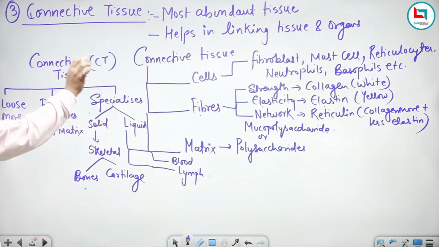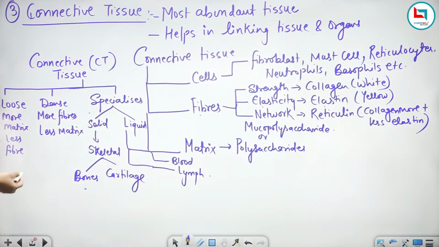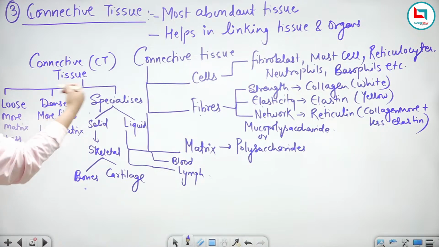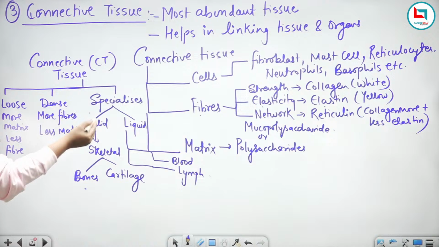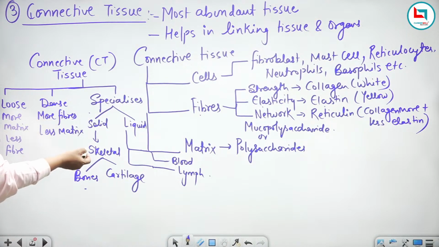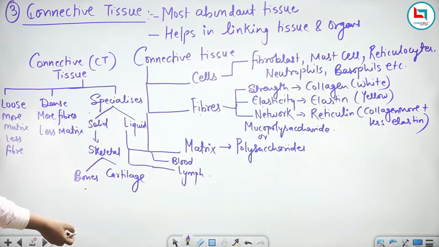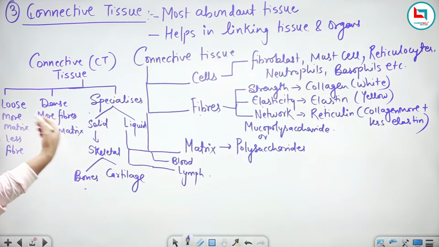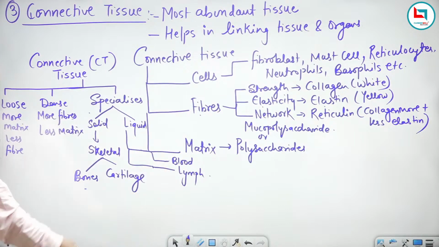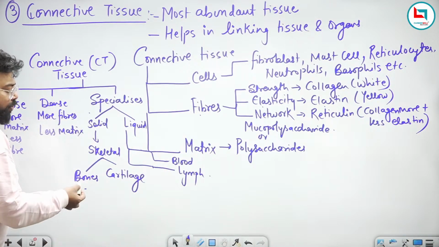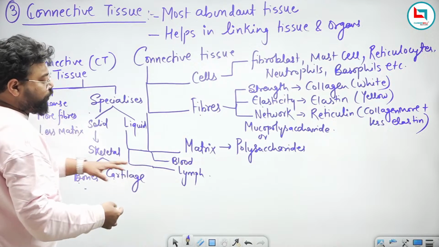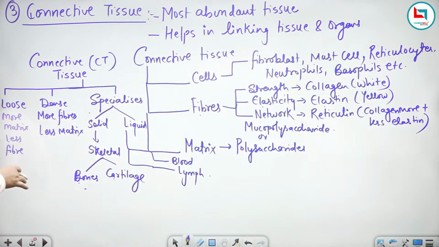Now, connective tissues are further divided into loose connective tissue, dense connective tissue, and specialized connective tissue. Loose connective tissue contains more matrix, less fiber. Dense connective tissue contains more fiber, less matrix. Specialized connective tissue is of two different types. One is solid, another is liquid. Solid specialized connective tissues are skeletal tissues, which are basically bones and cartilages, while liquid specialized connective tissues are blood and lymph. We have separate chapters for bones, cartilage, blood and lymph. So we are going to discuss these tissues in the particular chapter.